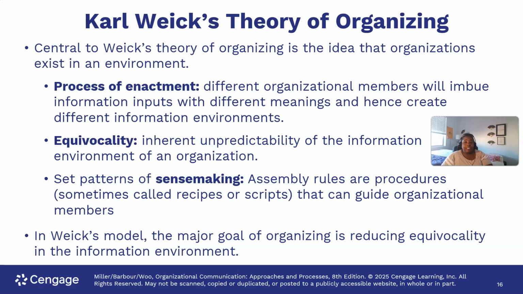Then we have set patterns of sense making. These are rules. Since information is unpredictable, we have rules, procedures, and sometimes recipes or scripts in this theory that guide organizational members. Because of the process of enactment, people have different meanings for the information. Information itself may be unpredictable, so sense making helps put it all together for us. So the major goal of organizing is reducing equivocality, that is, reducing the unpredictability in the information environment.